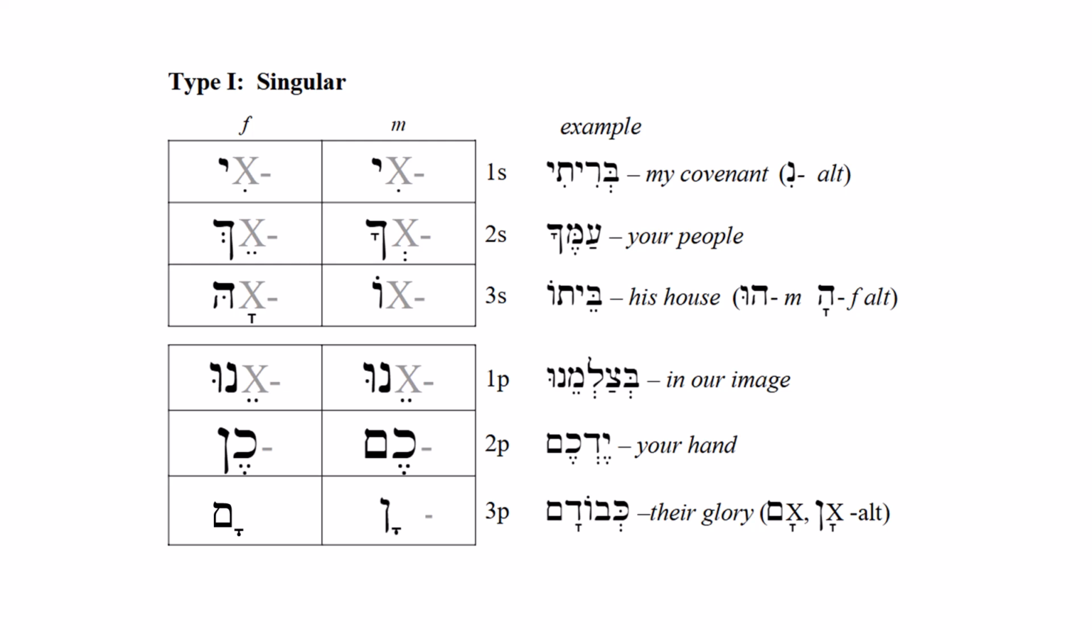So this is how endings work in type 1. Type 1, remember, these are endings, these are suffixes that are added to singular nouns. Examples: covenant, people, house, image, hand, glory. These are singular nouns. If they are plural, you are going to use type 2, as we're going to see. So type 1 is for singular nouns. You need to master this chart. You need to know these endings and what they are translated to: my, your, his, our, your, their. Those are the translations, can be masculine or feminine, singular or plural.